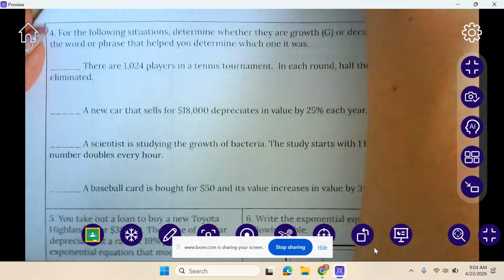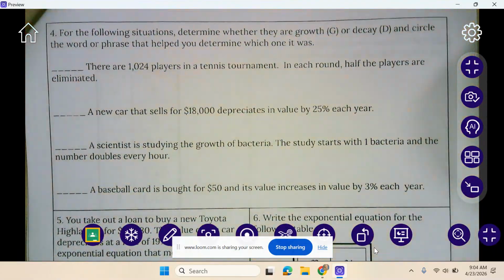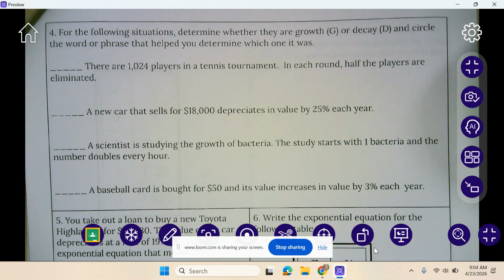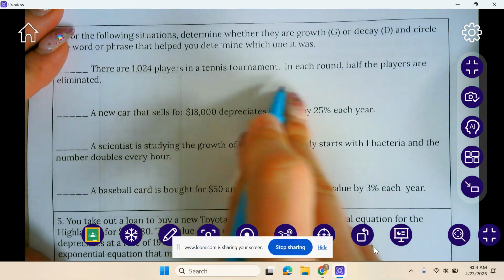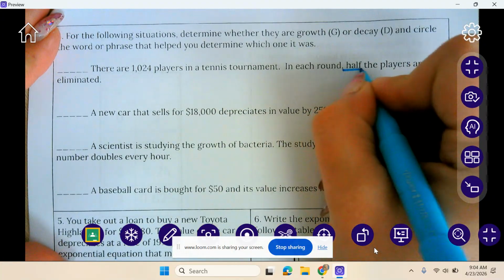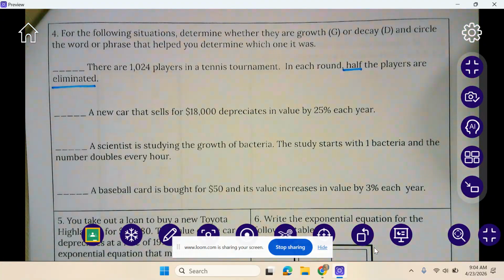Okay, so it says for the following situations, determine which are growth or decay. Circle the word or phrase that helps you determine which one it was. So the phrase I'm going to look for here is "half are eliminated." That means half are taken away, so that one's going to be decay.